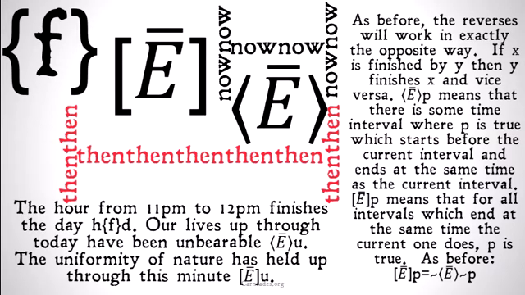The hour from 11 p.m. to 12 p.m. finishes the day. Our lives up through today have been unbearable. And the uniformity of nature has held up through this minute. All right? So note that all our lives means that there exists some period of time, from when we were born up through today, where things are unbearable. Whereas the uniformity of nature has held up through this minute is talking about for all, going back all the way through time as far back as you can go, for all intervals that end at the same time this minute ends, the uniformity of nature is true.